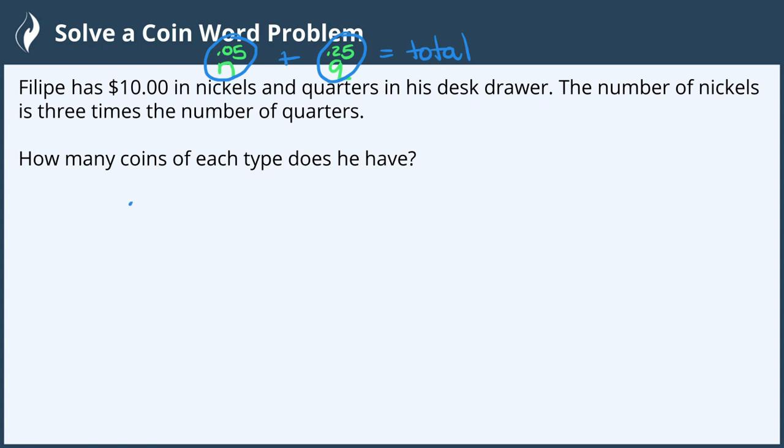So we need 0.05 times the number of nickels plus 0.25 times the number of quarters to give us the total value of $10.